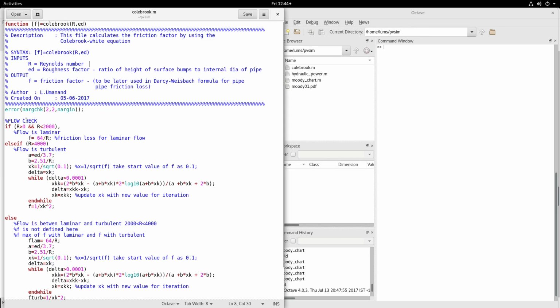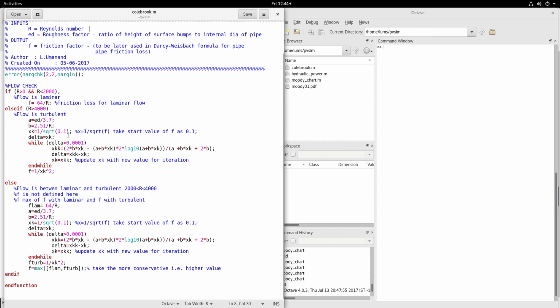Okay, after the comments, let us come here. There is a check on the number of input arguments. Then let us do the main program. The main program is actually distributed into an if structure. There is one if condition where the flow is checked: the Reynolds number should be positive and R less than 2000.